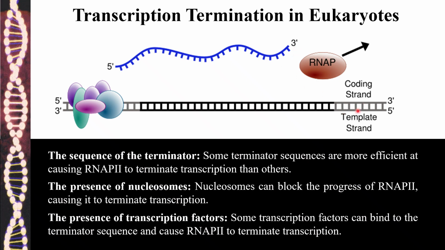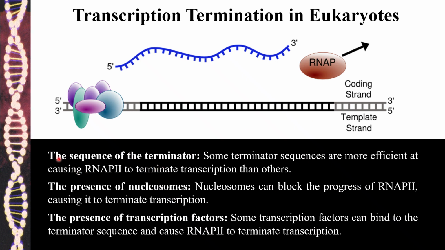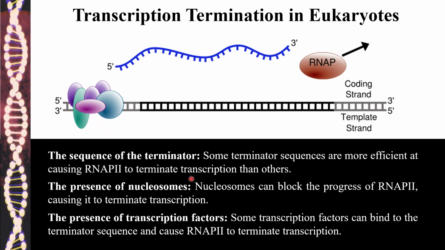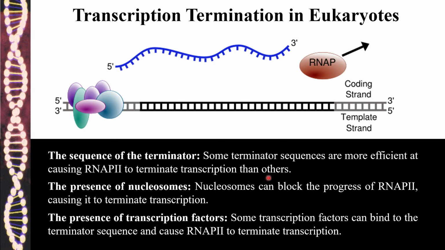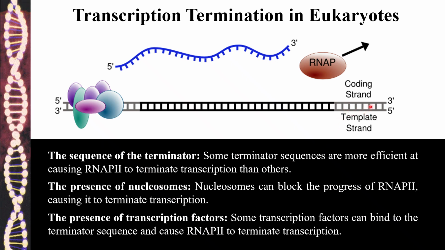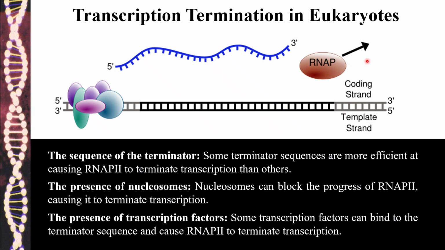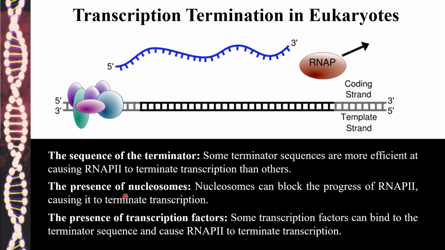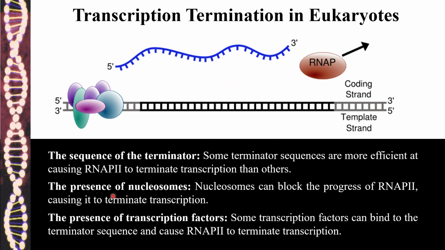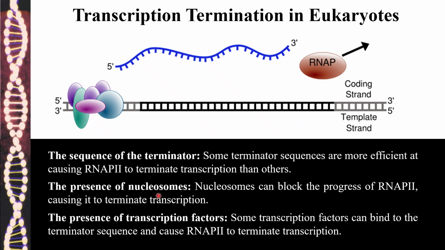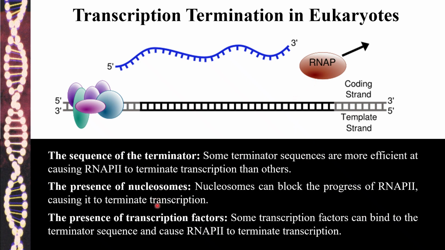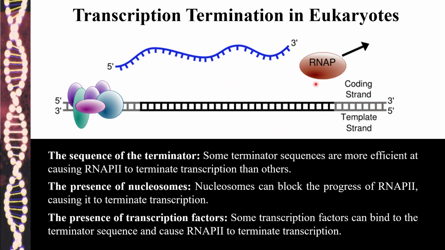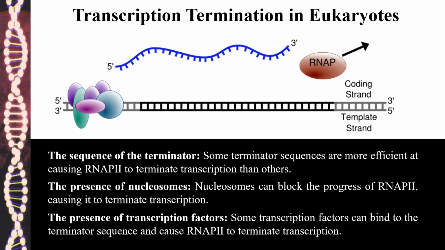When the termination sequences reach the terminator, some terminator sequences are more efficient at causing RNA polymerase to terminate transcription than others. So this is the most common one in eukaryotes, that there are sequences known as terminator sequences. When this comes, this RNA polymerase will dissociate and will set this RNA free. The other factors are also responsible for the dissociation of RNA polymerases. These are nucleosomes. Nucleosomes may also cause the dissociation, and also there are some transcription factors that will be responsible for the dissociation of RNA polymerase and the fully synthesized RNA.